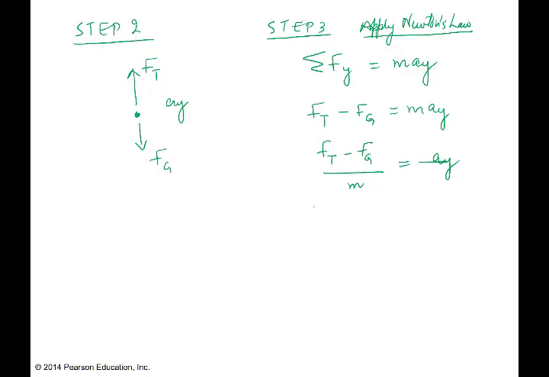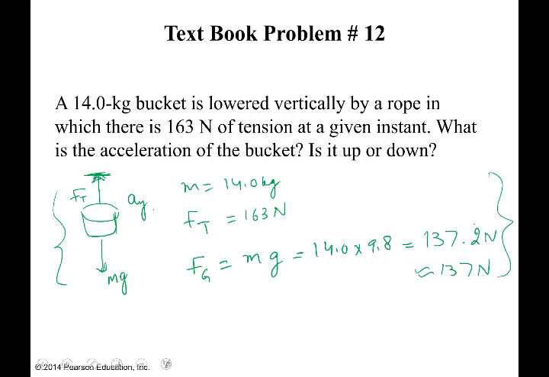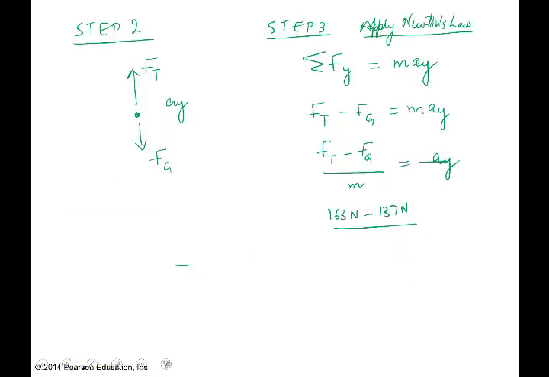So Ft is 163 newtons minus Fg we found out is 137 newtons divided by the mass, which is 14.0 kgs.